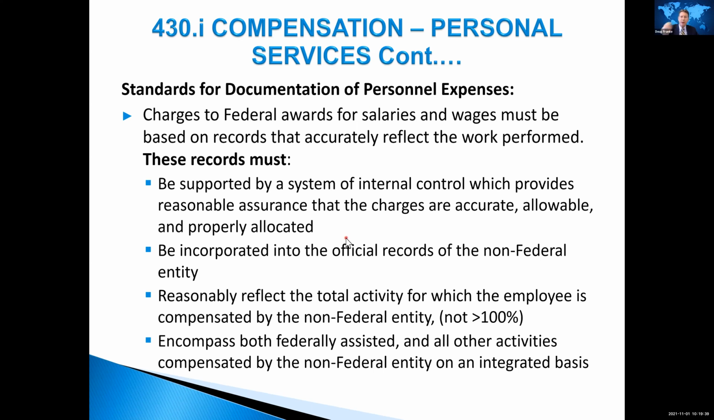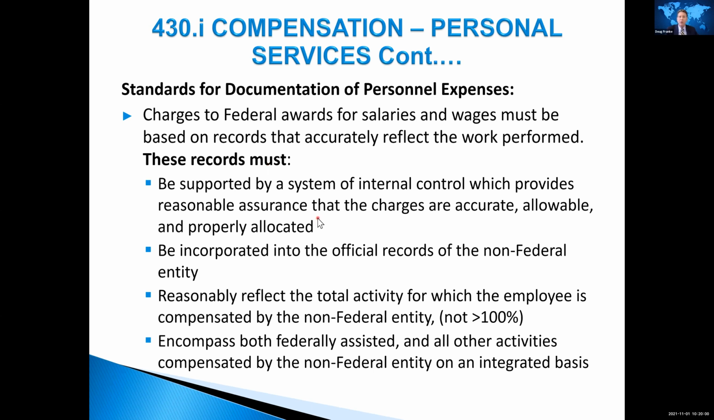Okay, so in 430, Roman numeral I, that's where you go to see the rules for documenting what you can charge to your project. Almost each of these screams timesheet. Okay, charges to federal awards for salaries and wages must, notice the must, be based on records. What kind of records? That accurately reflect the work performed. Okay, then it goes on to another must. These records must be supported by a system of internal controls.